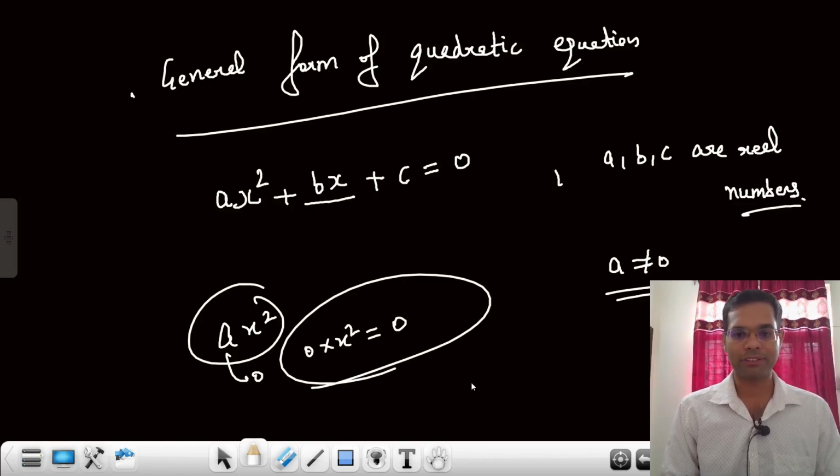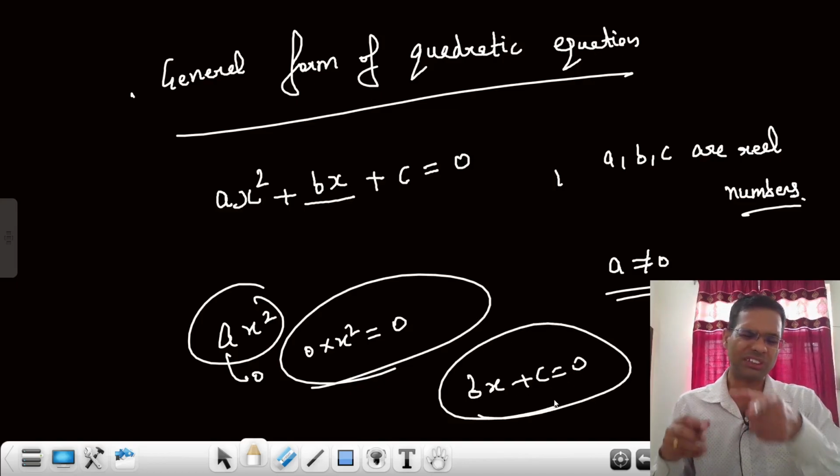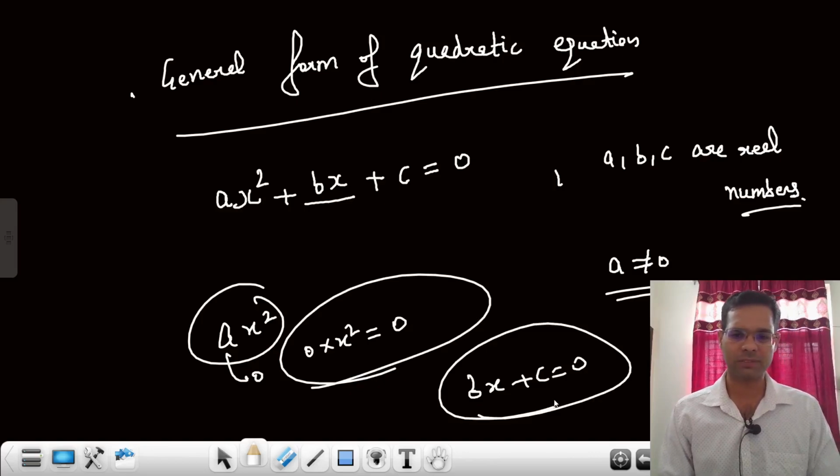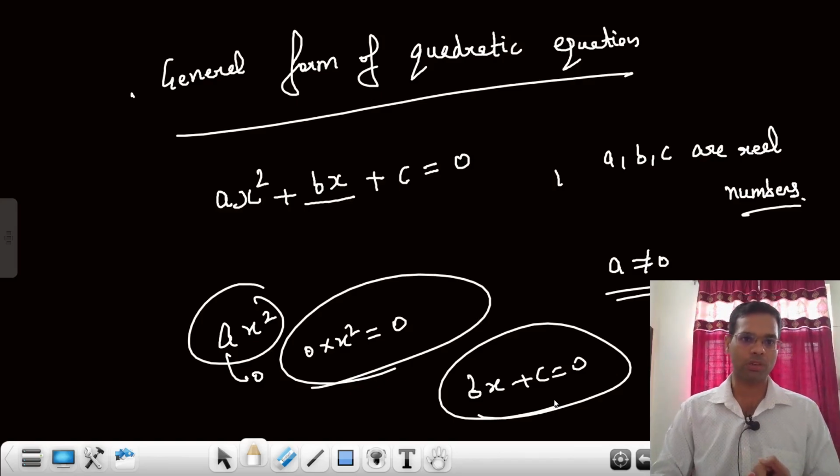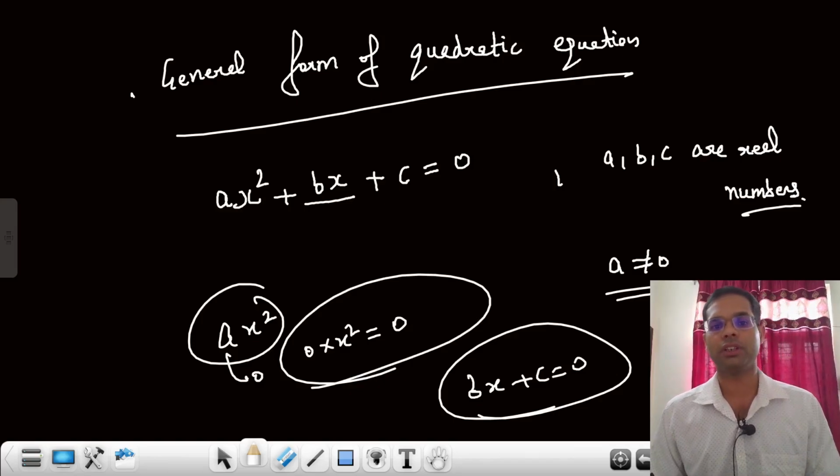So what will the remaining equation become? bx plus c is equal to 0. Now, do you really think this is a quadratic equation? Do you really think that the highest power is 2? No. So it's very, very important that a should not be equal to 0.